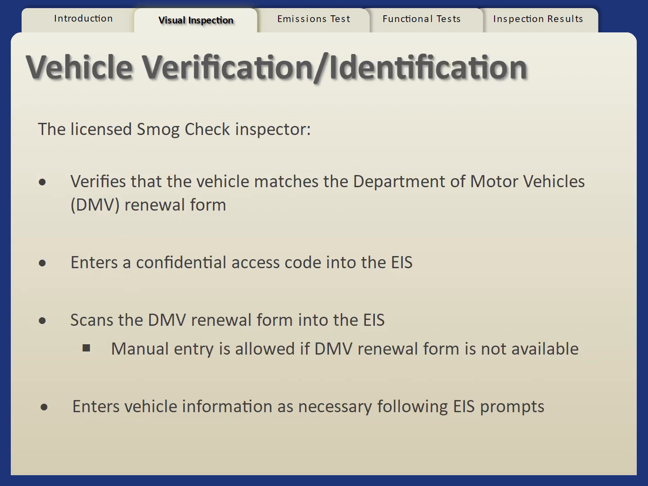The SmogCheck inspector verifies that the vehicle matches the registration renewal form and scans the information into the Emissions Inspection System, or EIS. The EIS accesses the VID to determine if the station is authorized to inspect the vehicle. After verifying that the vehicle information matches the Department of Motor Vehicles renewal, the renewal form may be used to enter information into the EIS only after verifying that it matches the vehicle being tested. If necessary, the inspector can enter the vehicle identification information manually.